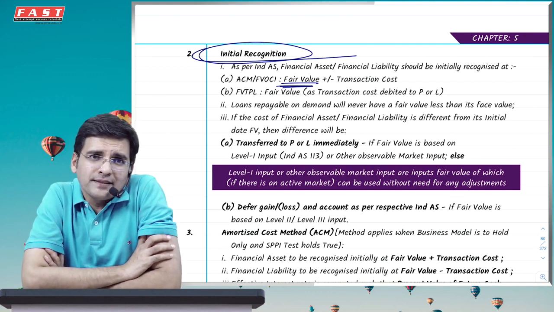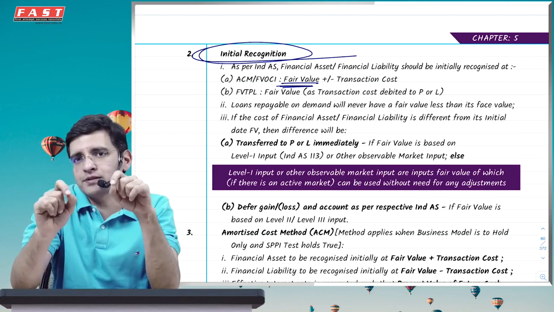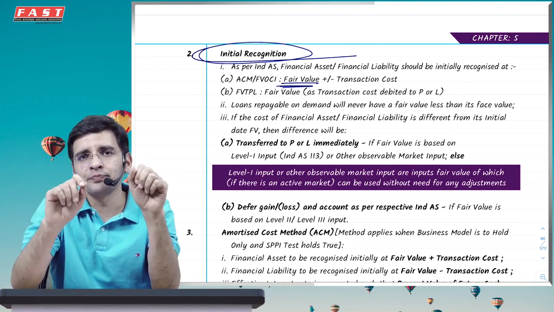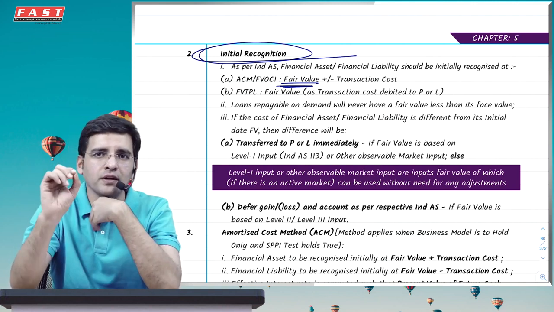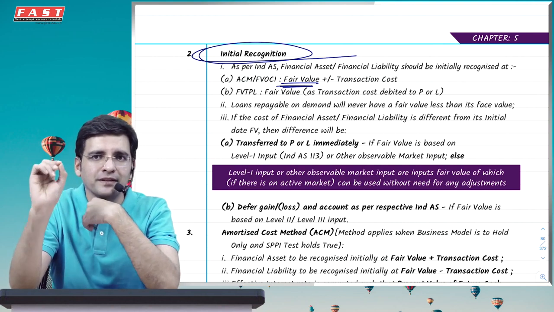Anyway, what I'm saying is that if the fair value is based on level 1 input, which is active market price, you can say for understanding, then the difference goes to PRL. If it is any other input, then it depends on the respective Ind AS.